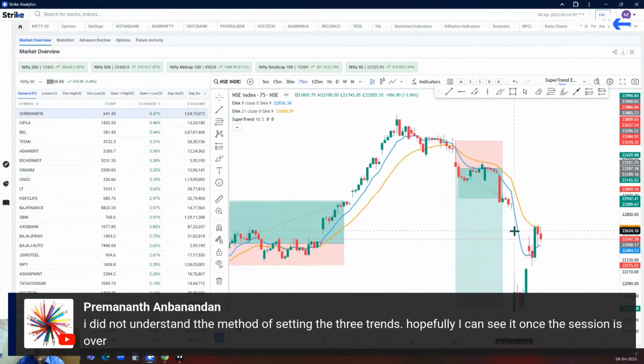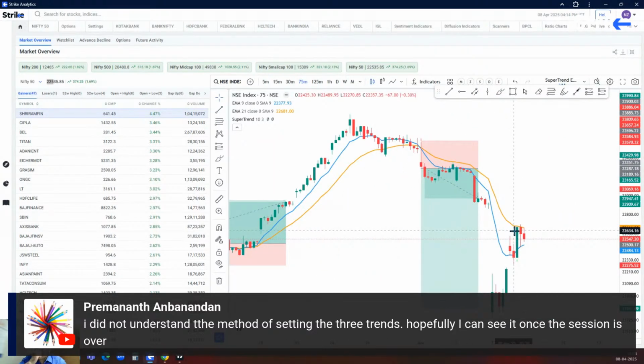Okay, so setup. Premnath ji is saying he did not understand the method of setting the three trends. So we just have to refresh it. We have three things put together: 9 EMA, 21 EMA, and one Super Trend indicator. All right, so 9 EMA is the blue line. See, the one that is blinking, this blue line is the 9 EMA, the faster EMA. The 21 EMA is the yellow line. Okay, that is a slower one.